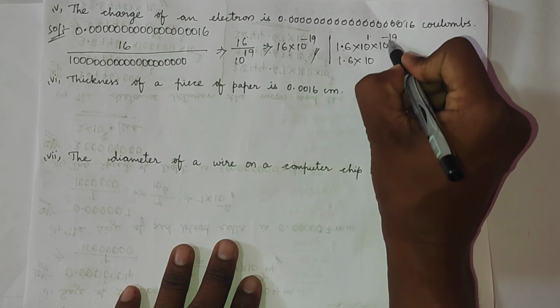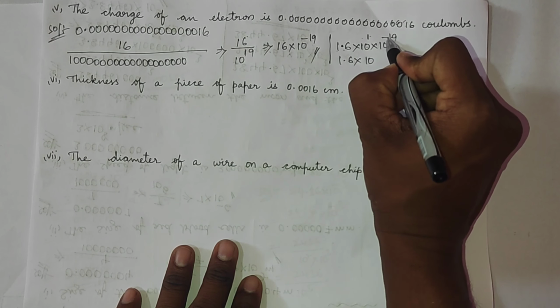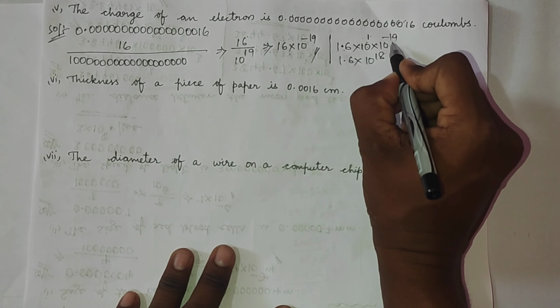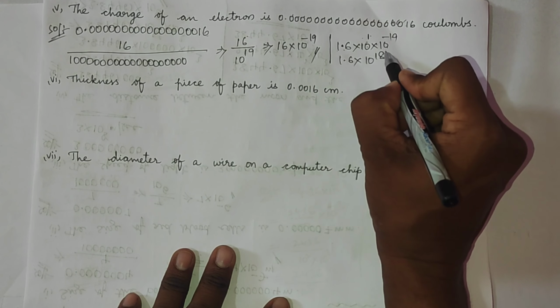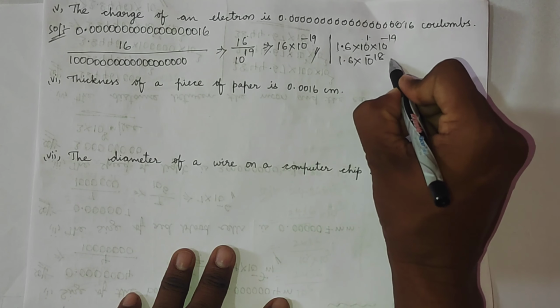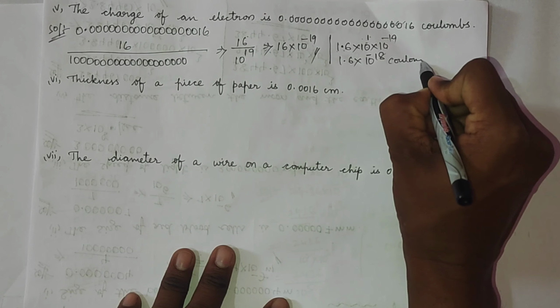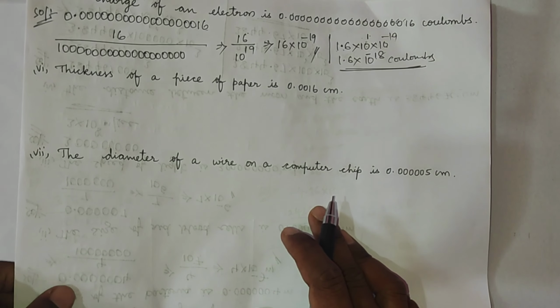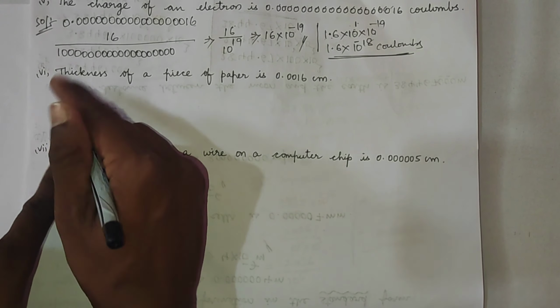Then 10 to the power of 19, so plus minus means subtraction we have to do. 19 minus 1 is how much? 18. And comparing 1 and 19, 19 is the greater number having which symbol? Minus. So the answer is 1.6 into 10 to the power of minus 18 coulombs. Is it clear? Now, next one. Sixth one.